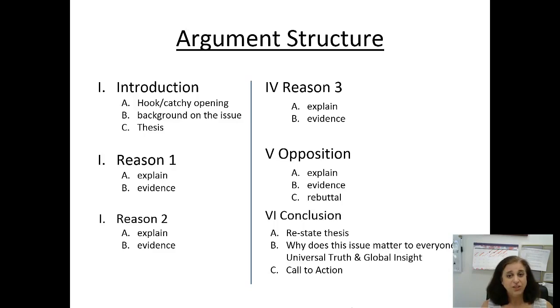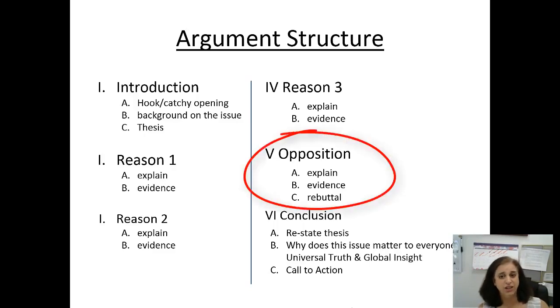What makes an argument structure unique is it has an opposition section. That is where you describe what the other side would say in response to the thesis. It is the counter side. In that section, you would explain what the other side says, present their evidence, and include a rebuttal. The rebuttal is your perspective. It is your way of saying, I acknowledge there's another side, but my claim, my thesis, my perspective is better, more worthwhile, more practical because.